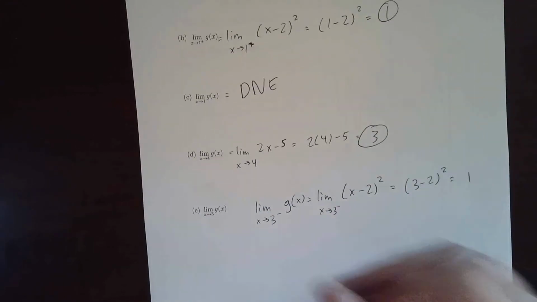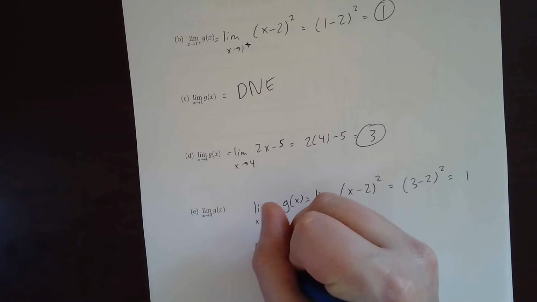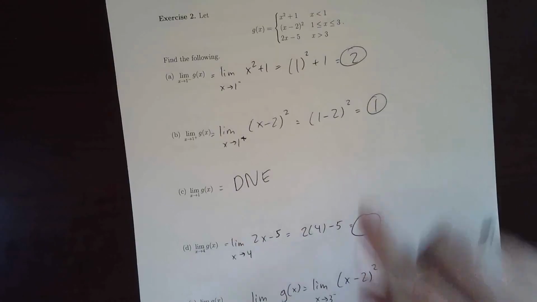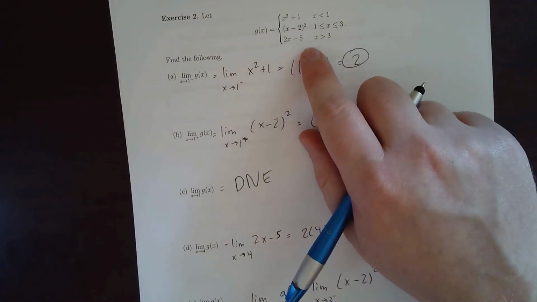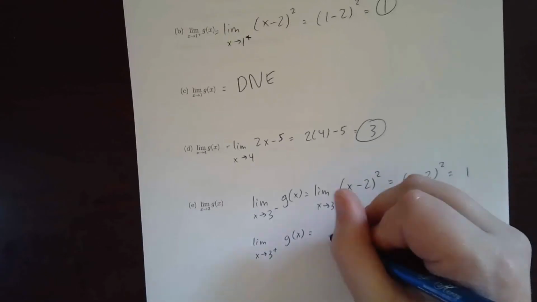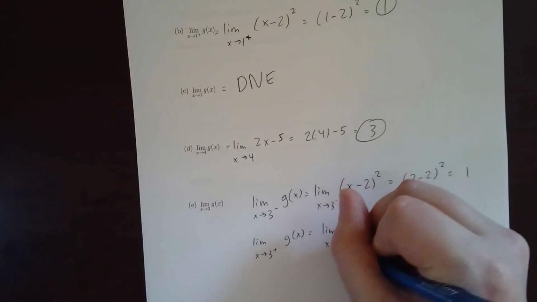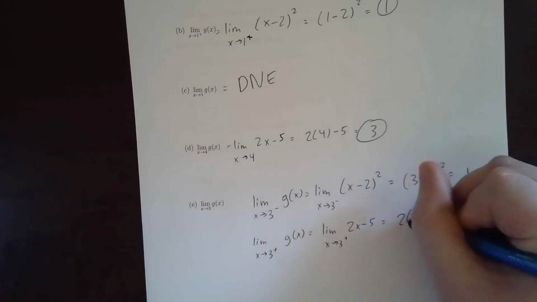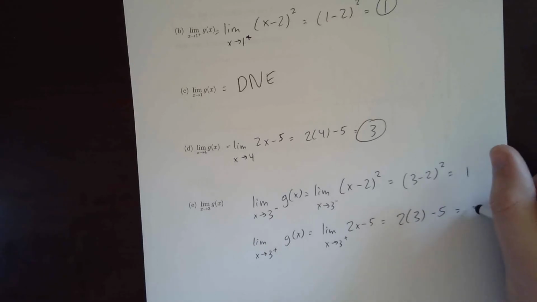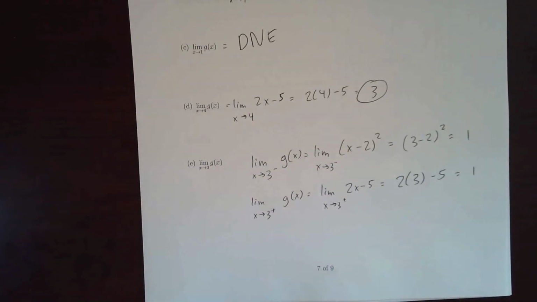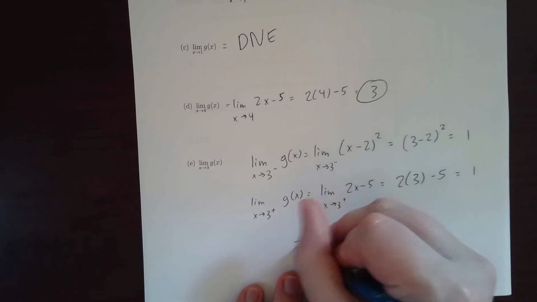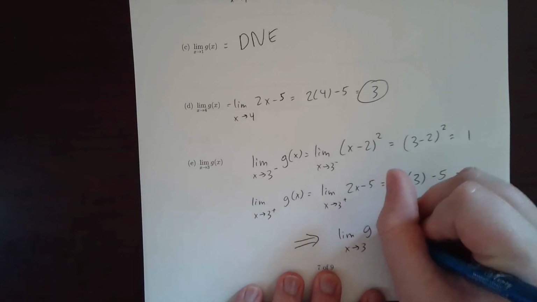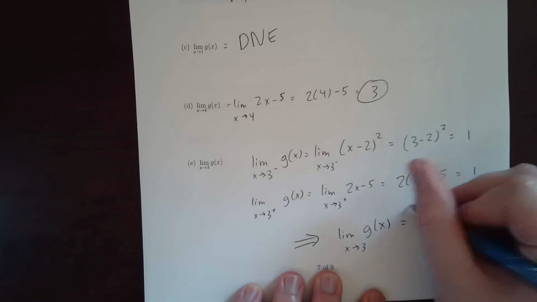Okay, now we need to check our limit on the right. So limit as x approaches 3 from the right of g of x. And so our definition for g of x when we're to the right of 3 is 2x minus 5. So then we're looking at the limit as x approaches 3 from the right of 2x minus 5. And so that's 2 times 3 minus 5, or just 1. So, since the limit from the left and the limit from the right agree, the overall limit as x approaches 3 of our piecewise function g of x is just 1.